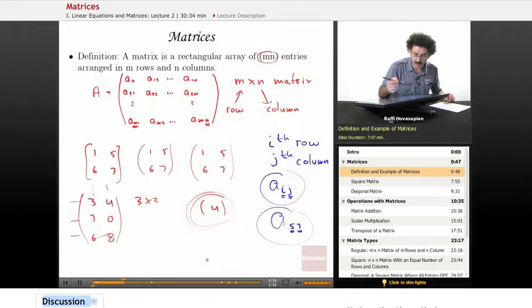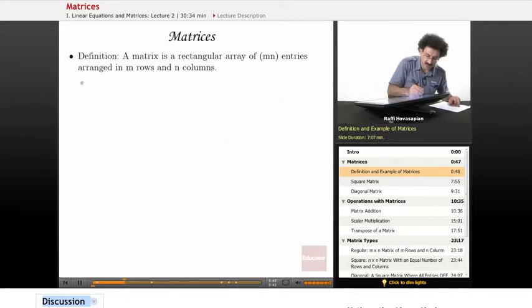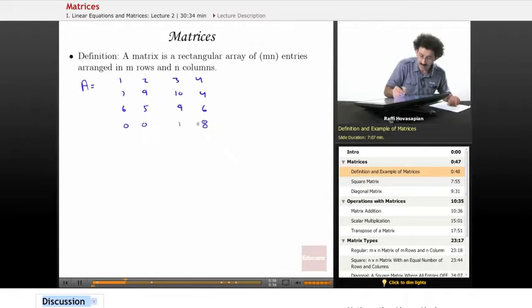Let's actually do a specific example here. Let's say we have a matrix A, which is 1, 2, 3, 4, 7, 9, 10, 4, 6, 5, 9, 6, 0, 0, 1, 8. And they can be negative numbers too. I just happen to have picked all positive numbers here. So we might talk about the third row. That's going to be this thing. So you have 6, 5, 9, 6. We might talk about the second column. The second column is going to be that, 2, 9, 5, 0.